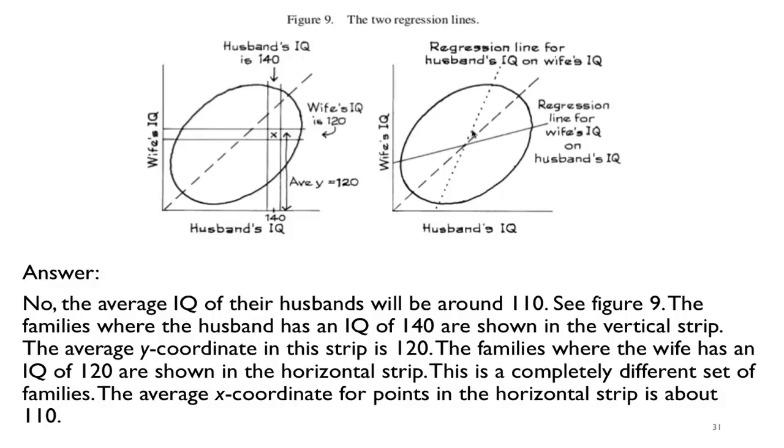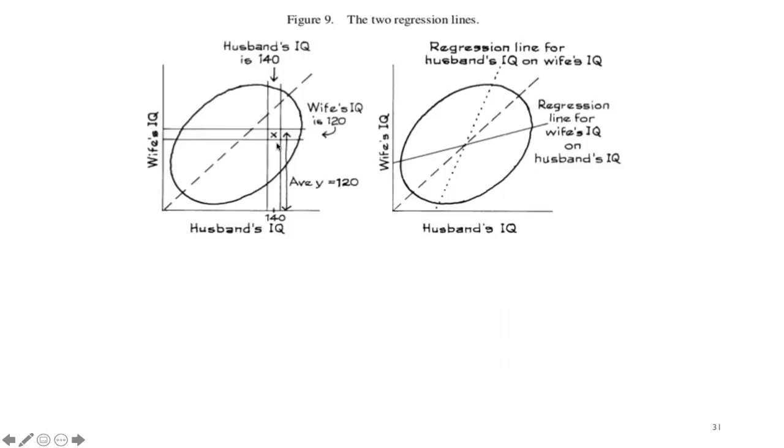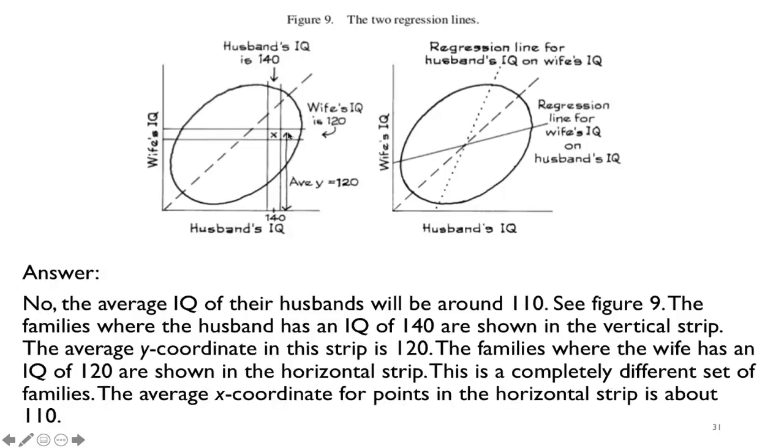And the thing to be careful about here is that, depending on the question, we might be looking at very different sets of families. On the first regression line, we look at all of the wives whose husband has an IQ of 140, and their average IQ is 120. But on the question we're asking now, we're looking at a different set of people, because now we're considering all of the husbands whose wife's IQ is 120. So this is a different set of families. That's why we have to be careful: depending on the problem, we might have to consider a different regression line.